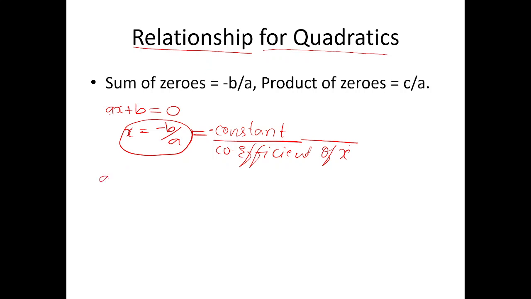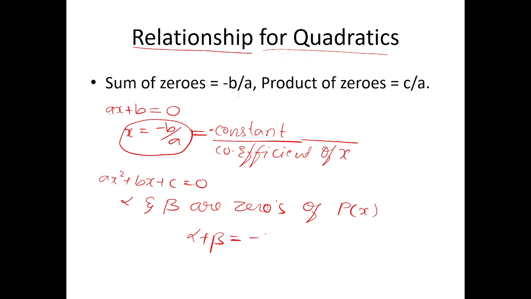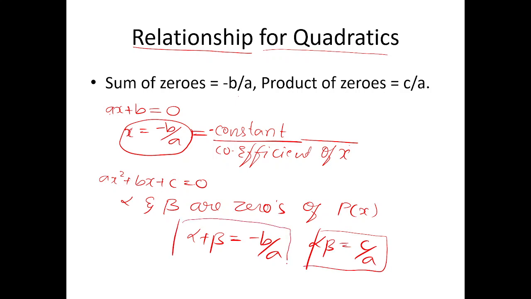When we talk about quadratic, that is ax square plus bx plus c equal to 0, then the sum of zeros. Let's take alpha and beta as the zeros of p of x, this polynomial. Then the sum of zeros becomes minus b by a and the product of zeros becomes c by a. These are the two formulas you need to keep in mind.